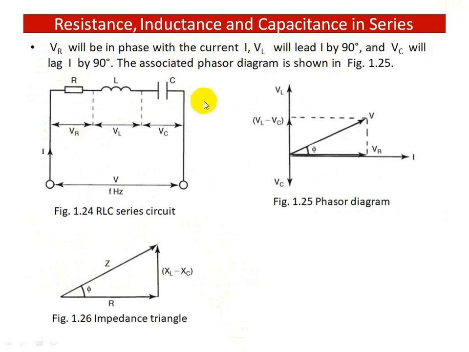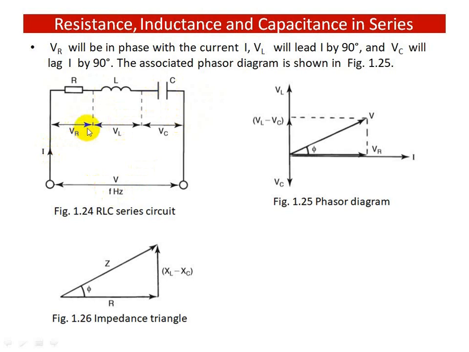Then we'll come to the last part, that is RLC series circuits, resistance, inductance and capacitance in series. So let us consider this circuit. All the components are connected in series. Resistance, inductance and capacitance are present. Voltage across resistance is VR, voltage across inductance is VL, voltage across capacitance is VC. Supply voltage is V, frequency is f, and current I is flowing in the circuit.